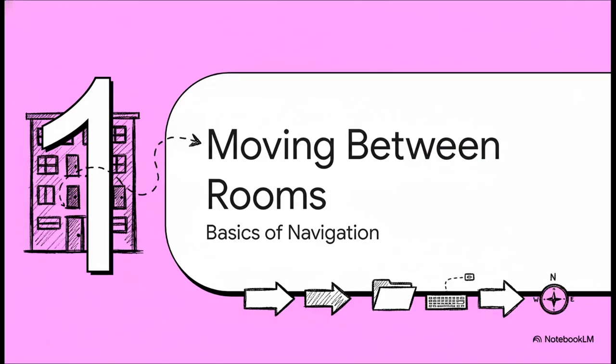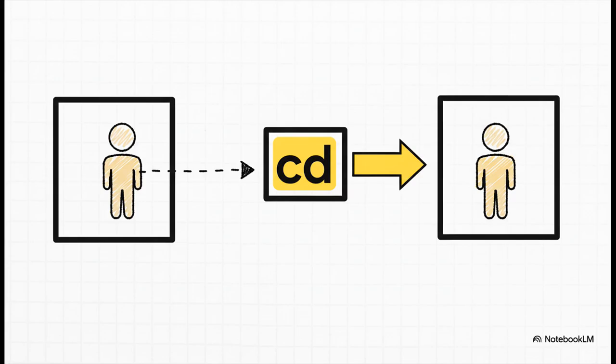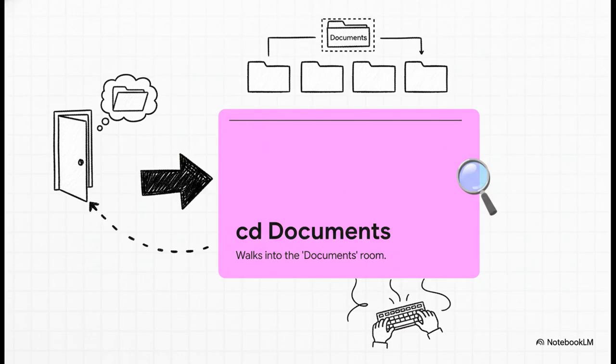So, if we're in a building, we're going to need a way to get from room to room, right? That's where we'll start, just the absolute basics of moving around. The key to all of this is a tiny two-letter command, cd. It literally just stands for change directory. In our building metaphor, that just means moving from the room you're in to a different one. So let's say you're standing in a hallway and you see a door with a sign that says Documents. To walk through that door, all you have to do is type cd documents. Boom, you've just changed rooms. It's as simple as that.